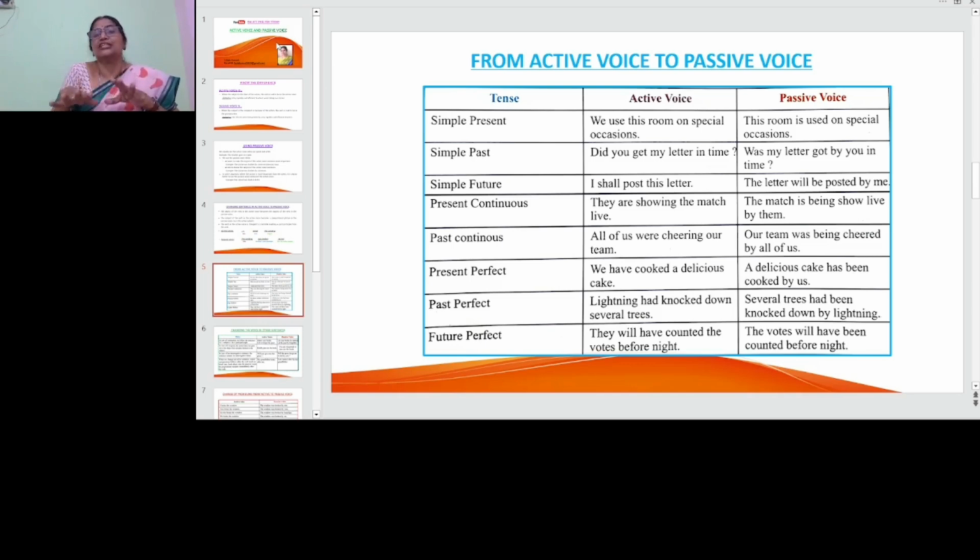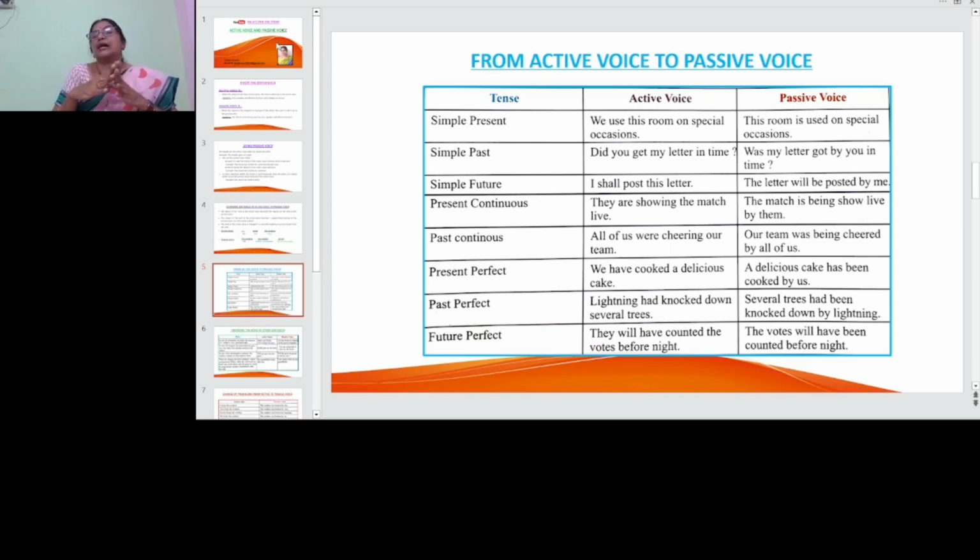Got it? So future tense, I shall post this letter. This letter will be posted by me. I is becoming me. Subject is becoming the object. Object is becoming the subject. And the changes of the verb, V3 form of the verb. And before the future, when you convert it into passive voice, you have to use be. Okay, for future. Now present continuous.